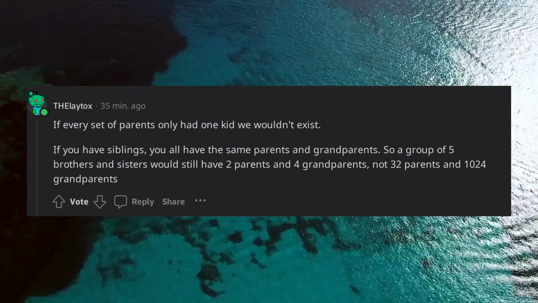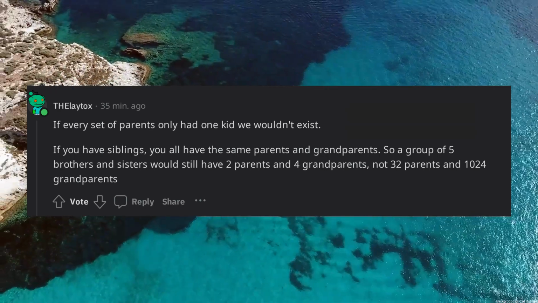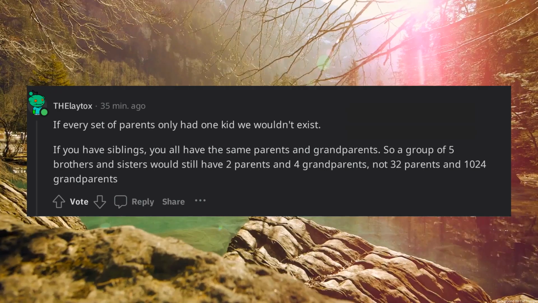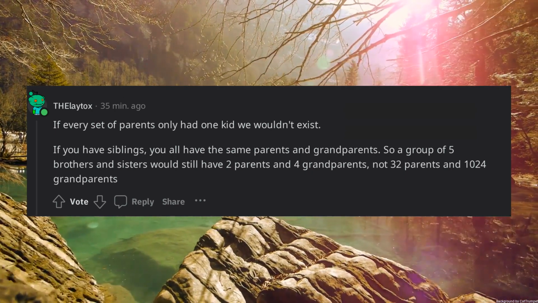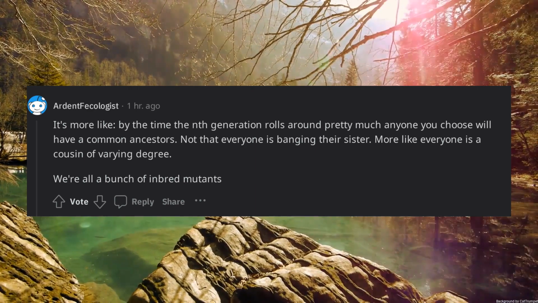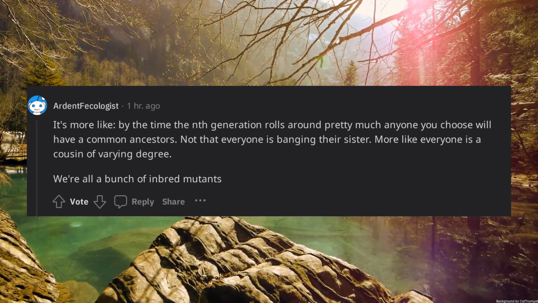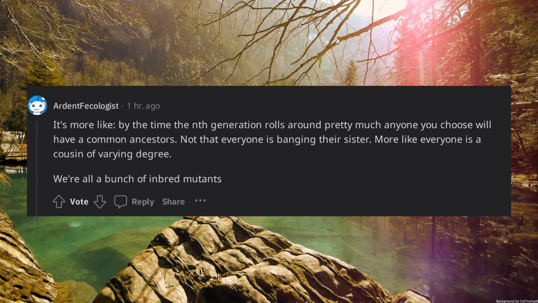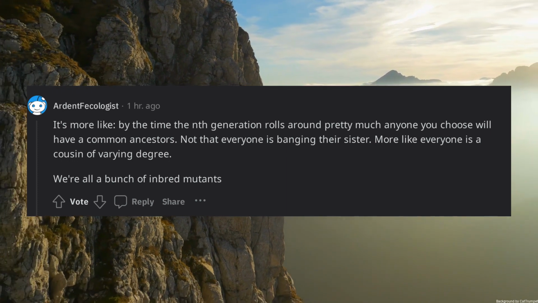If you have siblings, you all have the same parents and grandparents. So a group of 5 brothers and sisters would still have 2 parents and 4 grandparents, not 32 parents and 1024 grandparents. It's more like by the time the nth generation rolls around, pretty much anyone you choose will have a common ancestor. Not that everyone is banging their sister. More like everyone is a cousin of varying degree. We're all a bunch of inbred mutants.